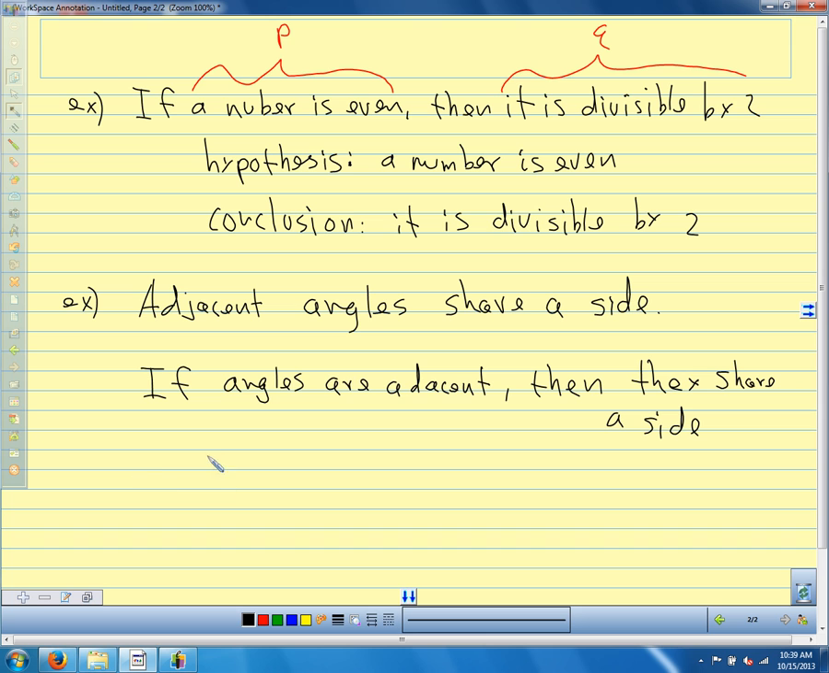And our hypothesis here, I'm just going to write HYP for hypothesis. What would be our hypothesis? The angles are adjacent. Just the part after the if and before the then. And the conclusion? They share a side.